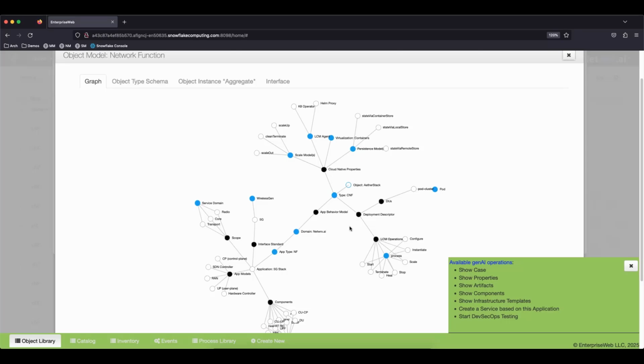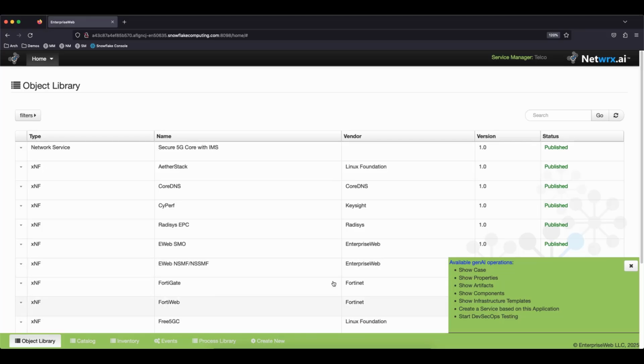And this is what allows us to not only automate services when we manage them in EnterpriseWeb, but also allows us to discover them from things like the network elements in the Snowflake inventory. The other thing worth noting about this catalog is that the services that we see here, and we can see there's only one that's been modeled at the service level, a secure 5G core with IMS, is something that we should be able to order through the ODA Service Inventory.